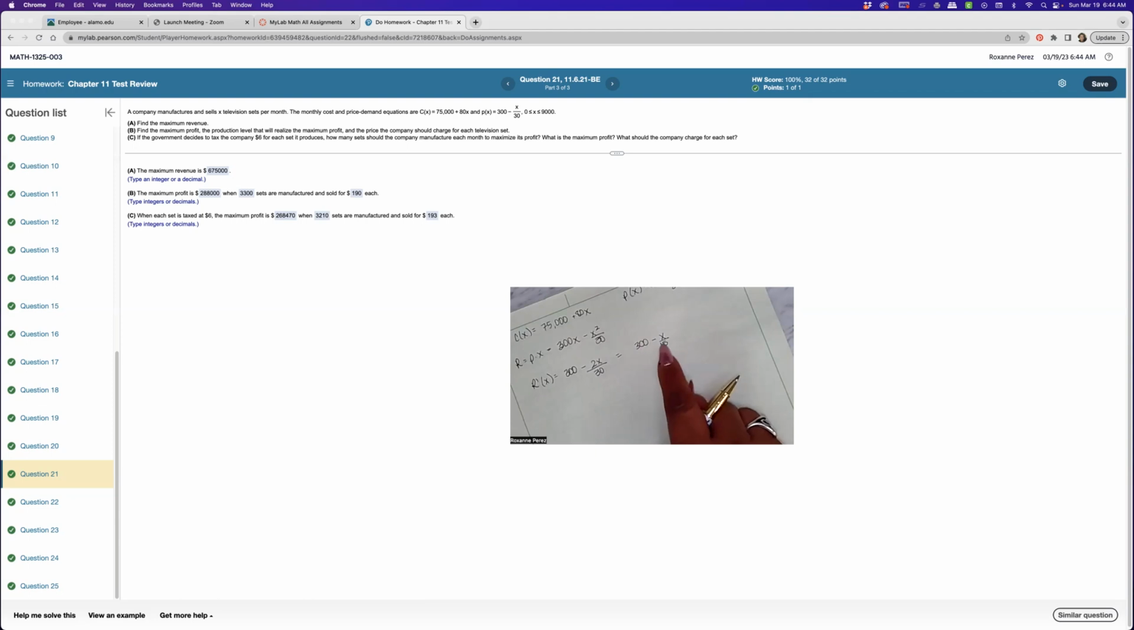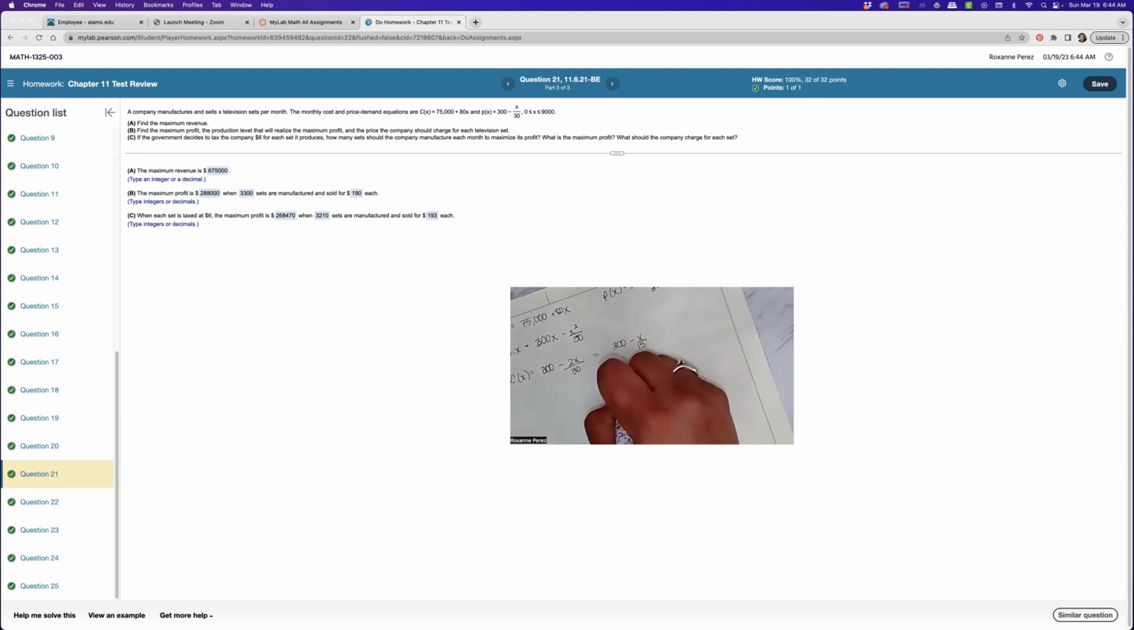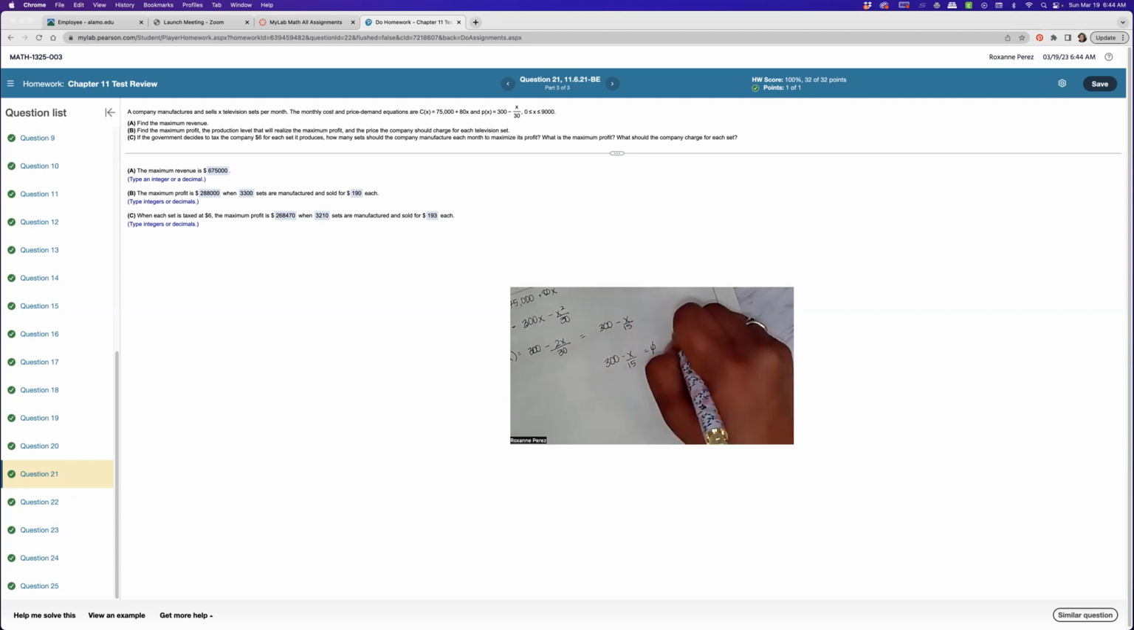Now we're going to take this and set it equal to 0, and then we're going to finish solving. So that's 300 equals x over 15, multiplied by 15 on both sides. So x equals 4,500. Okay, that's for part A.